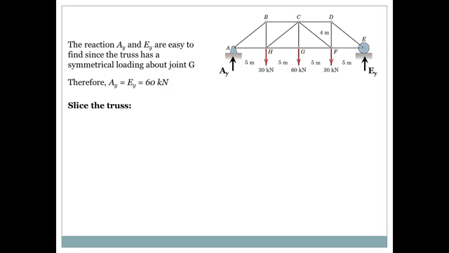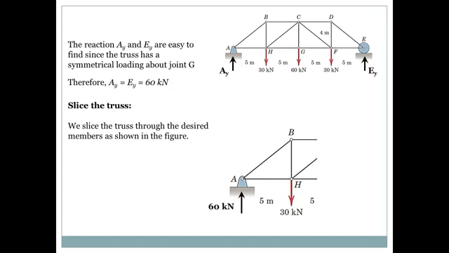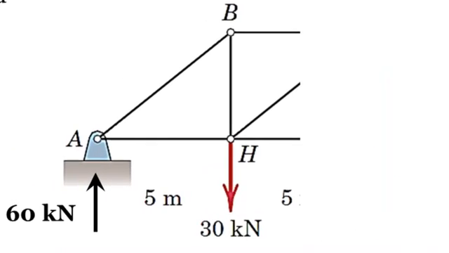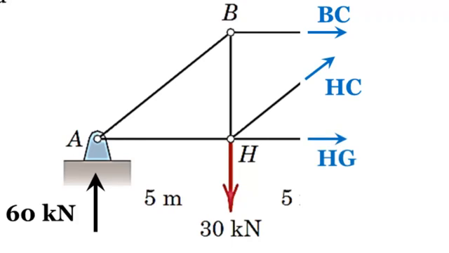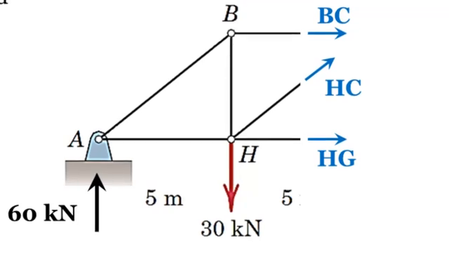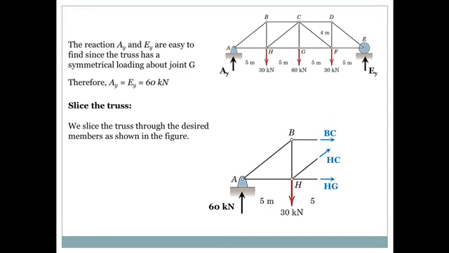Now let's slice the truss. Remember, we need to find the forces in BC, HC, and HG. So we slice through the desired members. This is the figure. So what kind of forces are we exposing here? First one is BC, and again we assume it's in tension. Second one is HC, we assume it's in tension again. And the third one is HG, and again it's assumed a tension force.